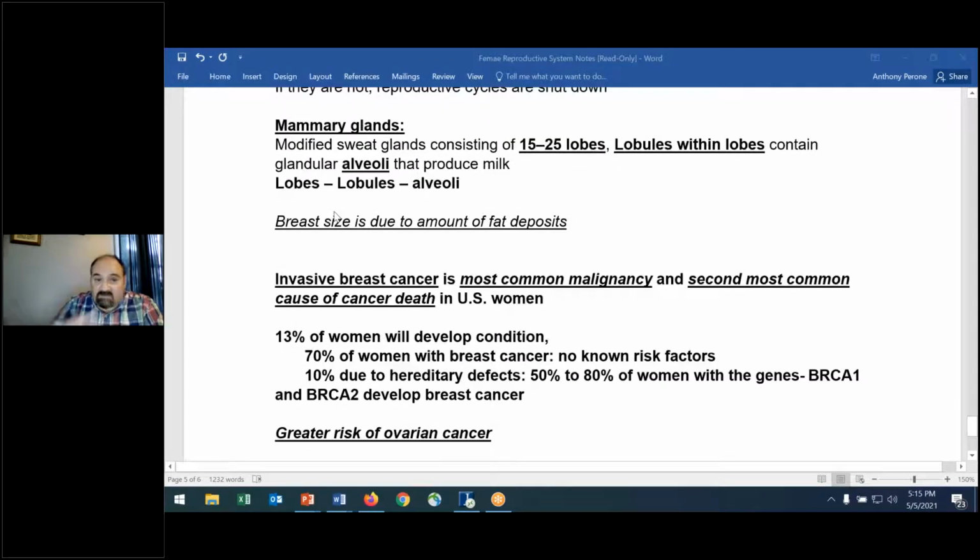The mammary glands are modified sweat glands. Quite interesting, you wouldn't think of it that way. These glands have lobes, and lobules within the lobes, that actually produce the milk, present within the alveoli of the breast. Breast size isn't because one person has many more lobes than somebody else. That's not necessarily the case. Primarily, size is more about fat deposition.